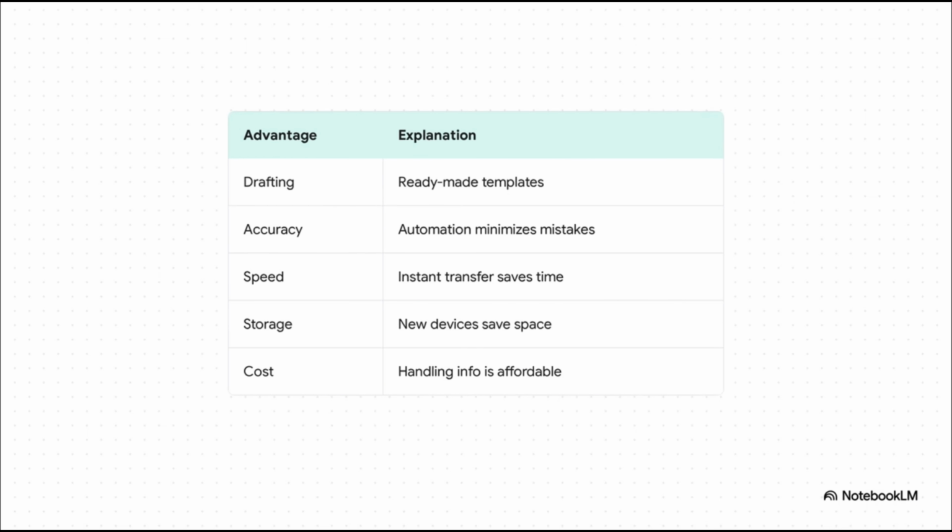So, why did business entirely abandon snail mail for the digital alternative? We have to understand these core advantages as the fundamental bedrock of modern global scale. Drafting is so much easier thanks to ready-made templates. Automation actively reduces our incidence of human error. We get the instant transfer of information, which saves incredibly valuable time. New data devices give us massive storage space, literally eliminating entire rooms full of physical filing cabinets. And overall, it is incredibly cost-effective.